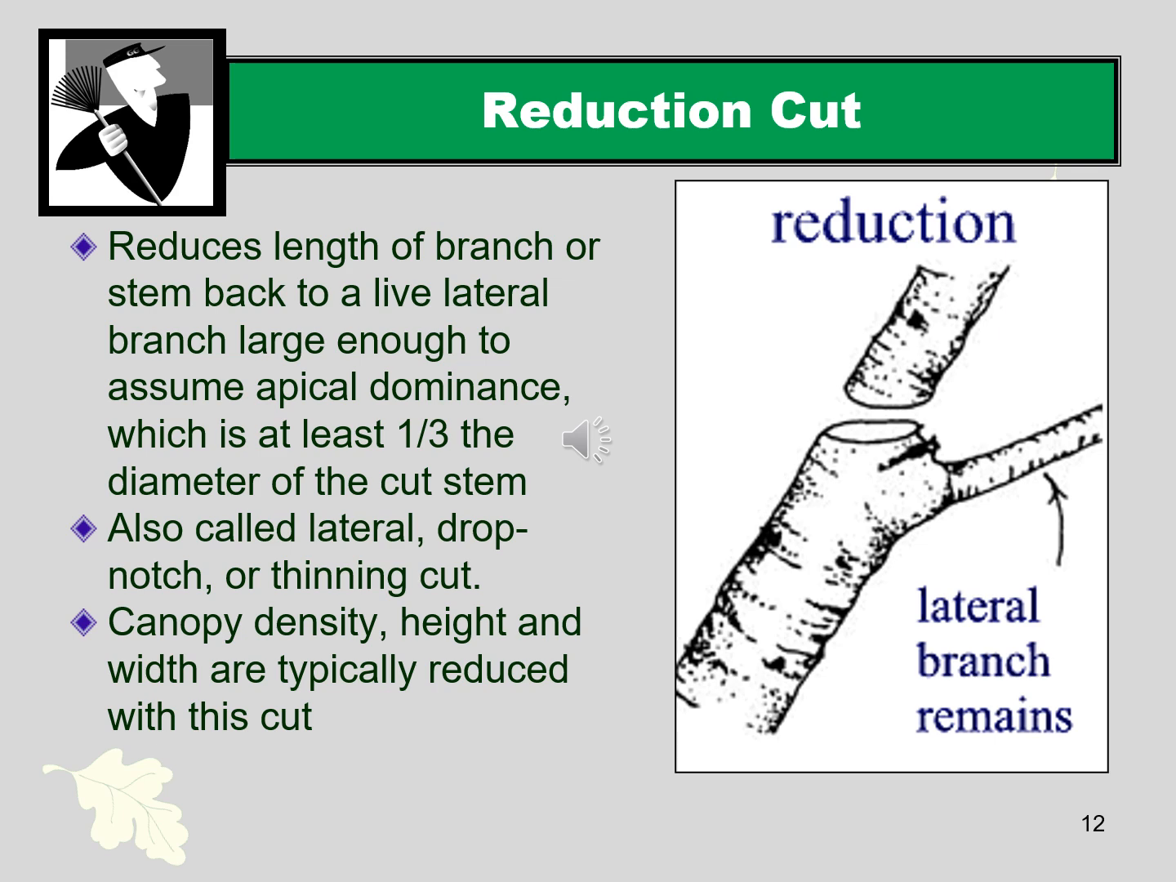A reduction cut reduces the length of some branch, and you cut it all the way back to the next live lateral branch that's large enough to assume apical dominance, meaning you're cutting that all the way back and that lateral branch then becomes the main branch when it grows some more next year. This is also called a lateral cut, a drop notch cut, or a thinning cut, and it's used to decrease the density of the canopy and also decrease the height and width.